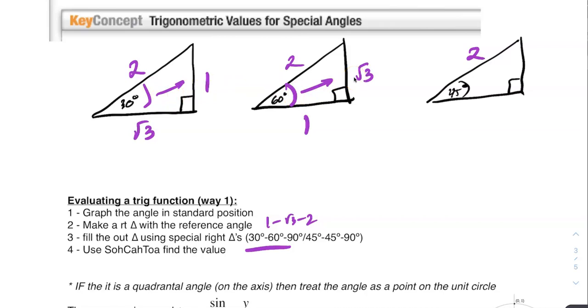In a 45-45-90 triangle, the ratio is 1, 1, rad 2. 2 is always the hypotenuse no matter what. So if it's 1, 1, rad 2, this has to be the rad 2. Also, it's 45, 45, so the two sides that match are the 1s. So 1, 1, rad 2. 30, 60 are a little different. 30 is small, gets the 1. 60 is big, gets the rad 3.